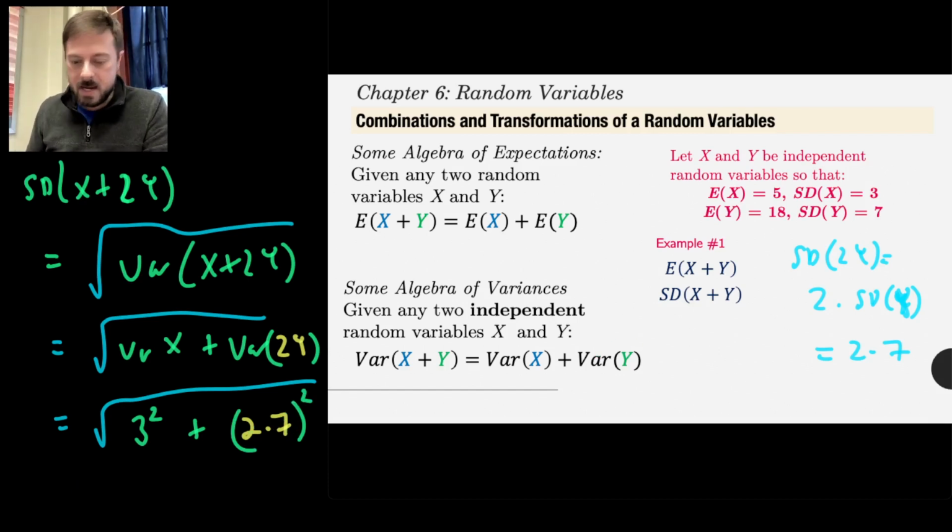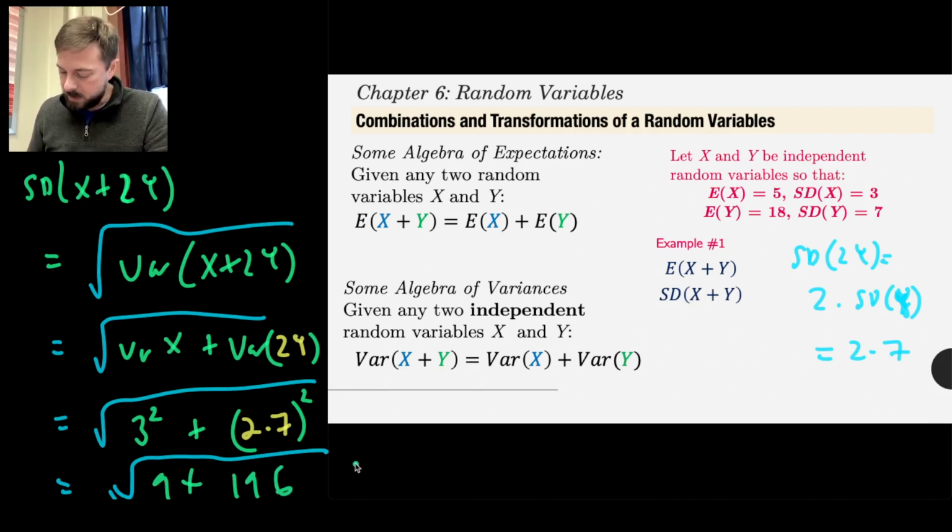So the standard deviation of x plus 2y is going to be the square root of 9 plus 14 squared. 14 squared is 196. Is that right? I think so. Am I going crazy? Yeah, I think that's right. And then 9 plus 196 would be what? I can't think today.